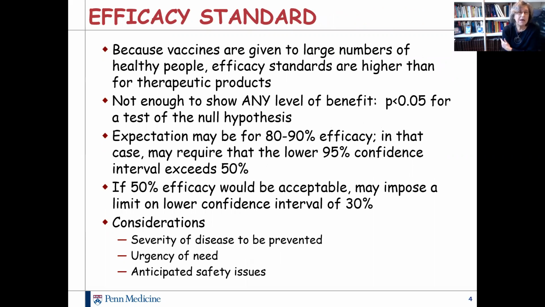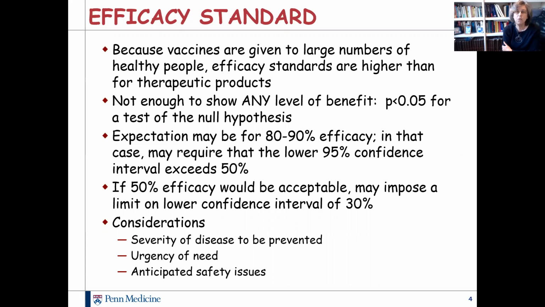Now, the efficacy standard is somewhat different from that for drugs, where you're looking for a p-value less than 0.05, basically assuring that there's at least some benefit. Because vaccines are given to large numbers of healthy people, the efficacy standards tend to be higher. So it's not enough to just show that the confidence interval is above 0. You want to be very sure that the vaccine has more efficacy than that.